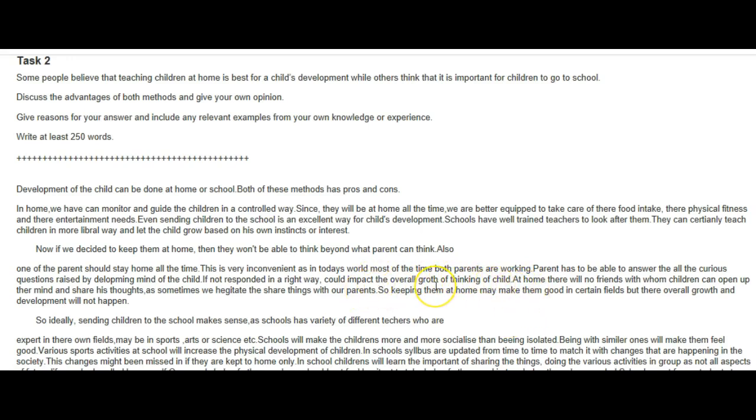But I'm not really a big fan of so many prepositional phrases in a row. At home, there will be no friends with whom children can open up their mind and share his thoughts. Now, why here do you have children plural, and here you have their plural, and then here you have his? So please be consistent. With whom children can open up their minds, careful with your spelling, this needs an S, and share their thoughts, as sometimes we hesitate, careful, to share things with our parents.